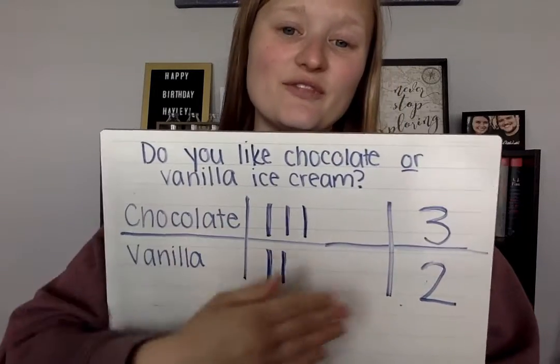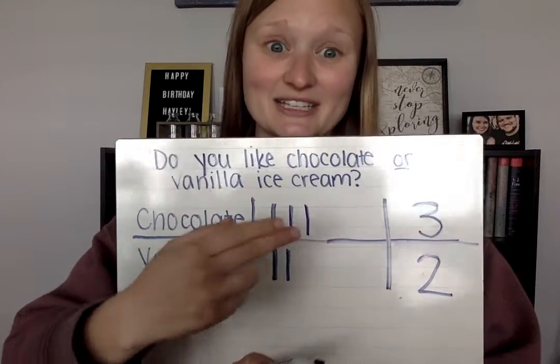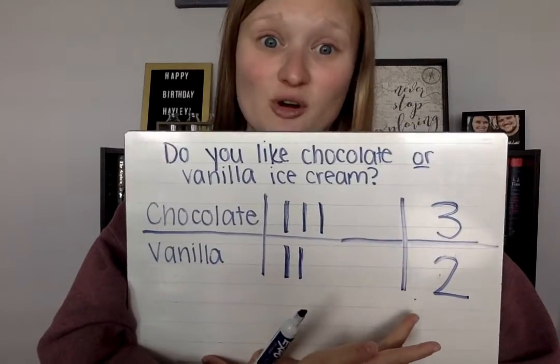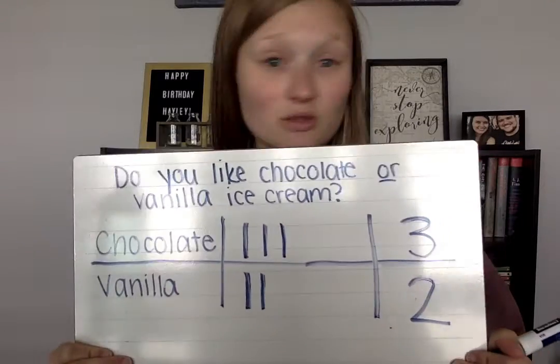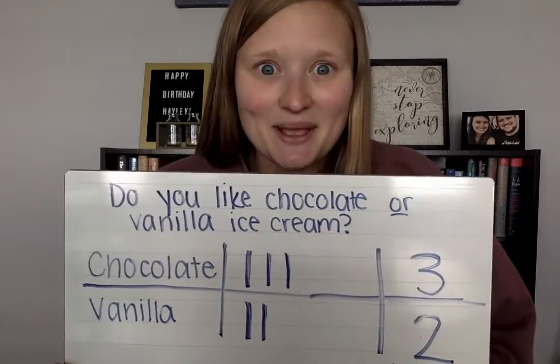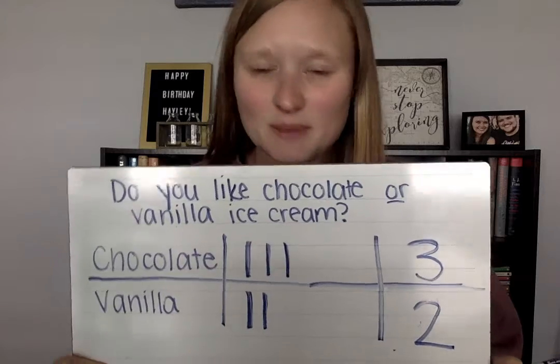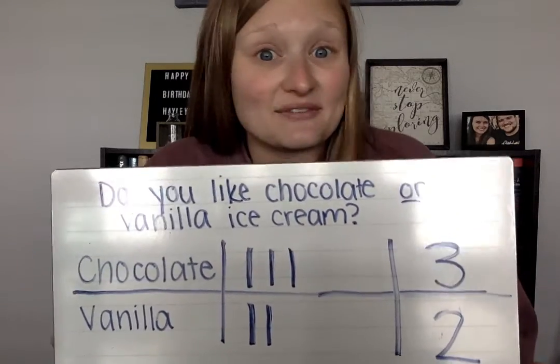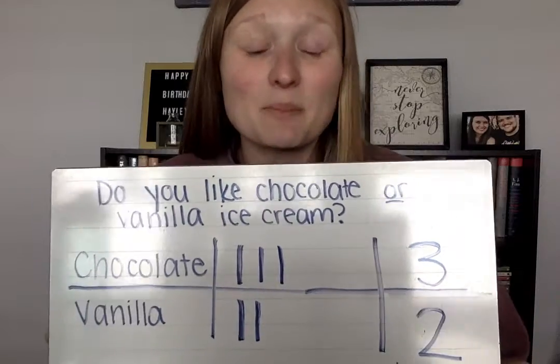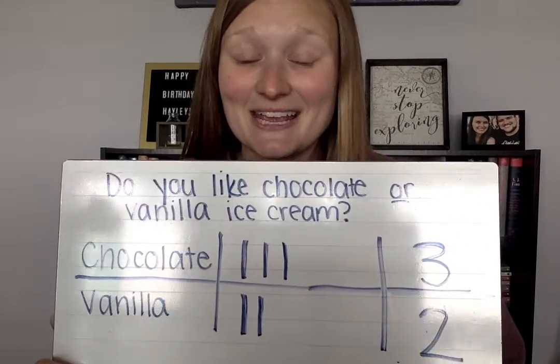Then, when you've finished collecting your tallies, you're going to write the numeral. And your finished chart should look something like this. It won't look the exact same because I bet that the people you ask will give different answers than the people I asked. We all like different things. And that's the point of taking surveys and collecting data.